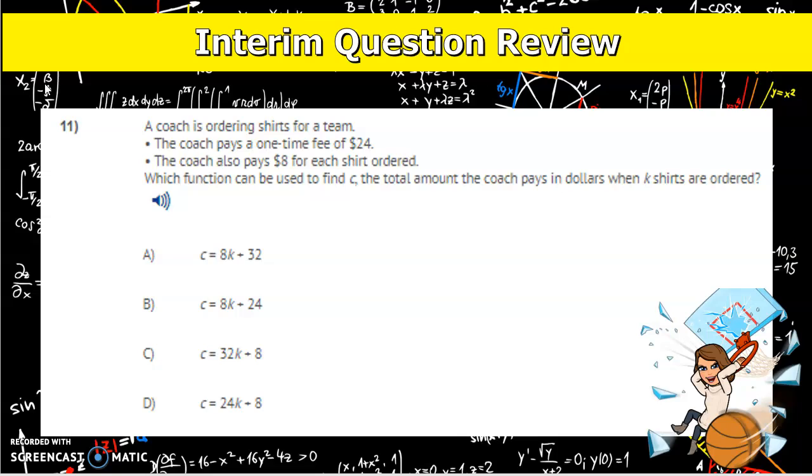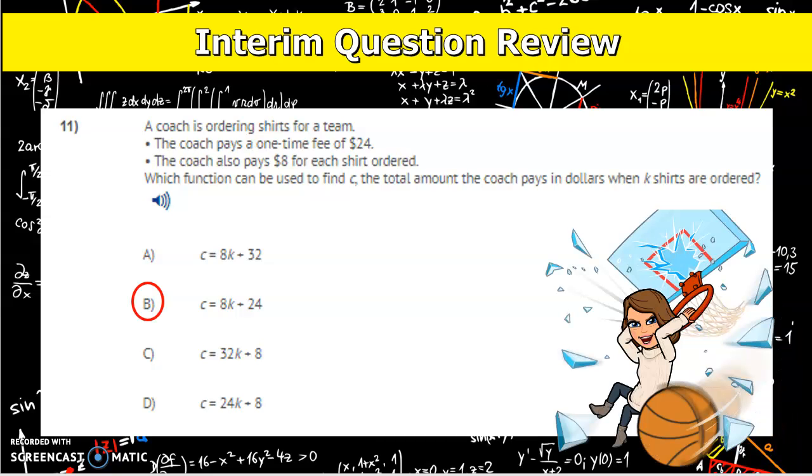All right, you should have paused and you are now pushing play to get your answers, but you should have an answer down. And our answer is B. The reason is because we have 24 and we have 8. 24 is my B, my y-intercept. It is my y-intercept because it says one-time fee. Your y-intercept is always going to be something that you pay once. So it is a one-time fee, once, okay?